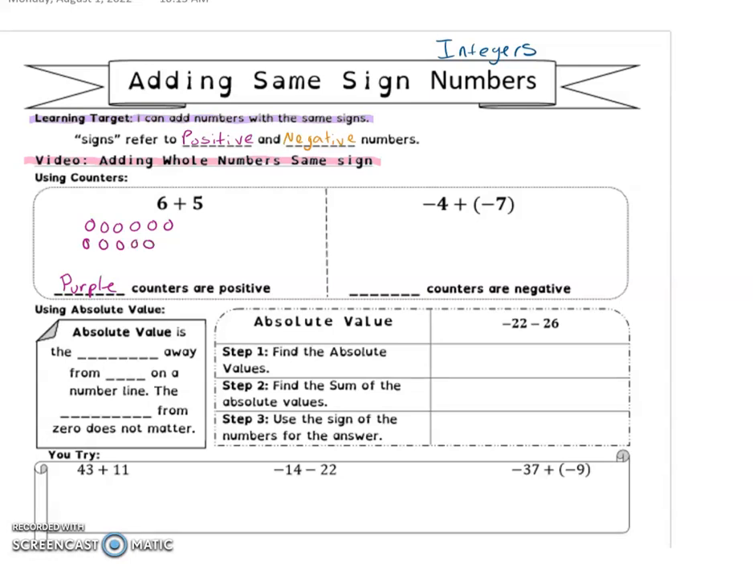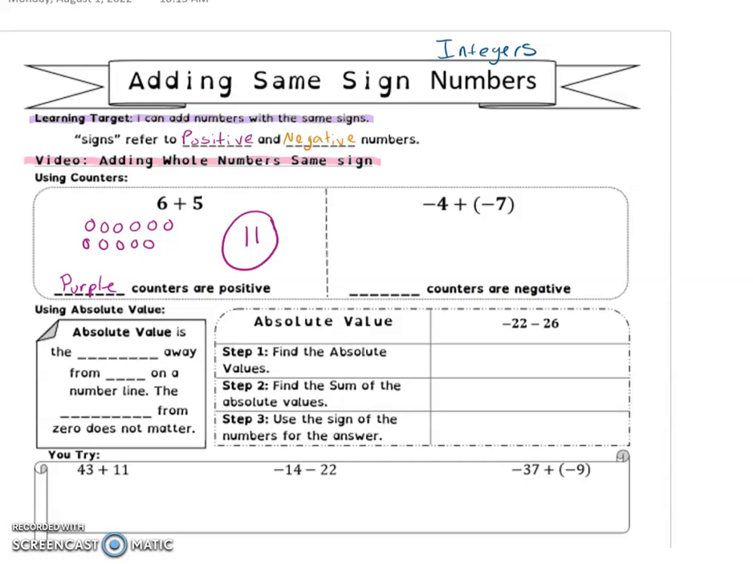Okay, now I can add them together. And if I count them all, I get 1, 2, 3, 4, 5, 6, 7, 8, 9, 10, 11. Yep, we all probably guessed that. If you didn't, now you can. So 11 is our answer for 6 plus 5. And we're going to make sure we circle that because we should always circle our answers.